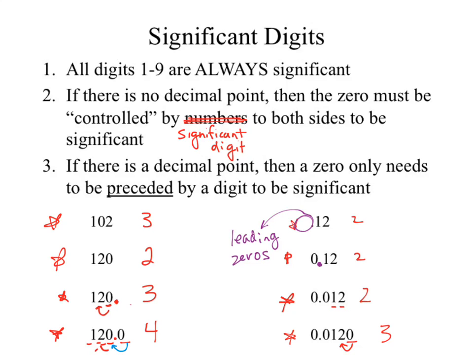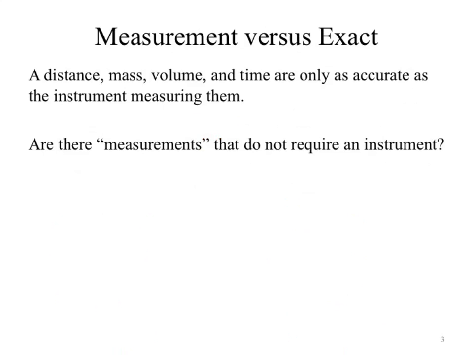Before we actually start getting into manipulating these, there's one more thing we want to add in here, which is evaluating what it means to be exact. A measurement versus an exact value. Typically when we measure distances, masses, volumes, and time, time's actually a little bit questionable in some cases, they're only as accurate as the instrument measuring them. So when we look at our measurements, we would always have this kind of error associated with it where we'd introduce these sig figs and be required to track them.